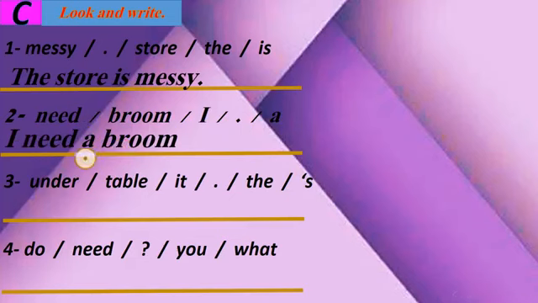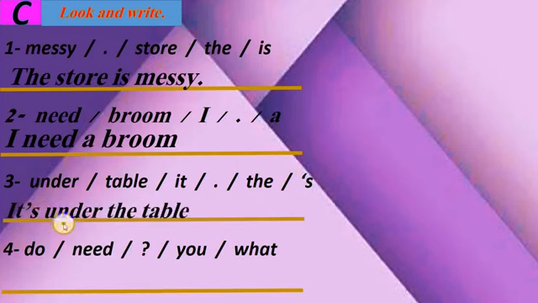Three, we have under, table, it, dot, the, and s. This is a wrong sentence. Yes, very good. Now we arrange it. It becomes it's under the table. When Bubu says it's under the table.